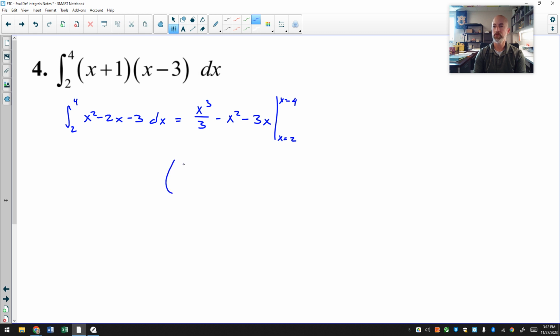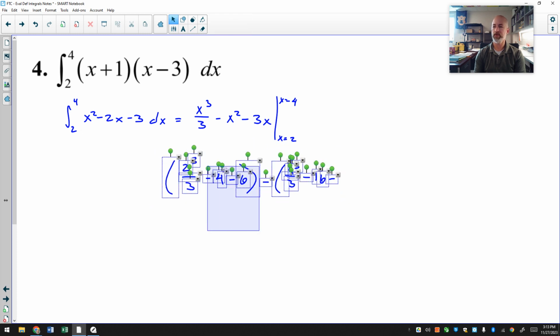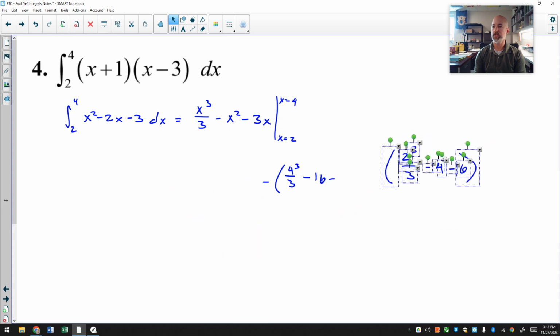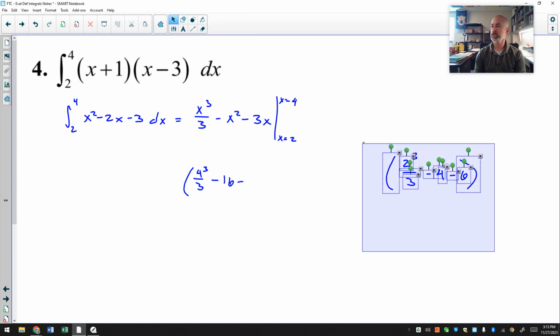And so we'll have 2 cubed over 3 minus 2 squared, which I'm just going to go ahead and call 4, minus 3 times 2, which is 6, minus 4 cubed over 3 minus 4 squared, which is 16, minus 4 times 3. What did I just do? I totally did that backwards. Let me fix that. Whoops. Let me ungroup that. This is an easy fix. Look, all you have to do is just grab that and move it to the other side. That was not very good. I probably spent more time just dragging this around than if I just erased it and started over.